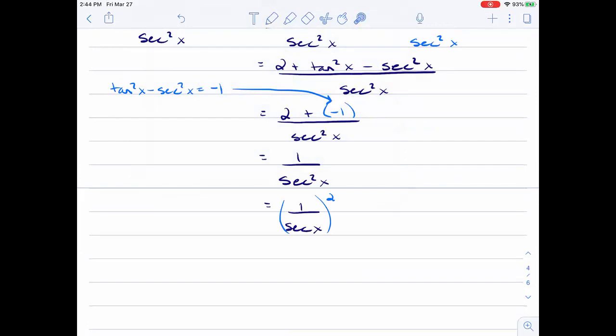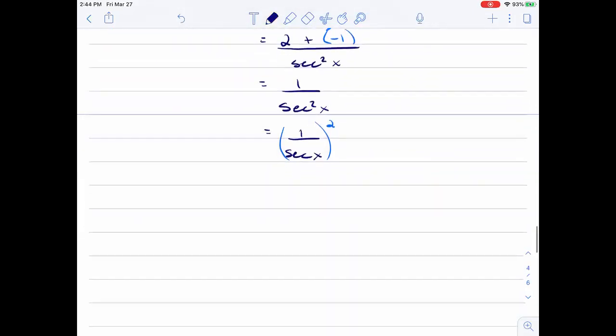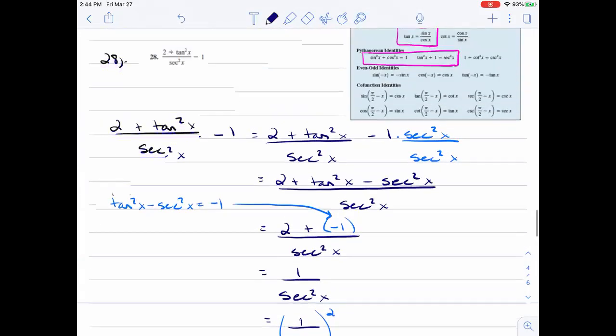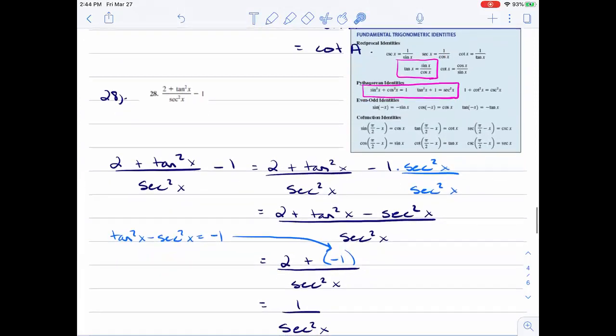Because even if I bring this in, 1 squared is just 1, and then if I bring that square onto the secant, I'm left with what I have up top here. So as long as you're not changing anything, then you're safe. So that's going to be 1 over secant x all squared. I can replace the secant x with 1 over cos. See where that gets me.